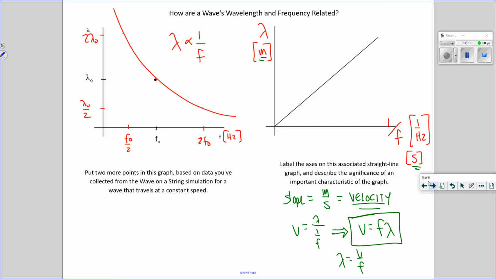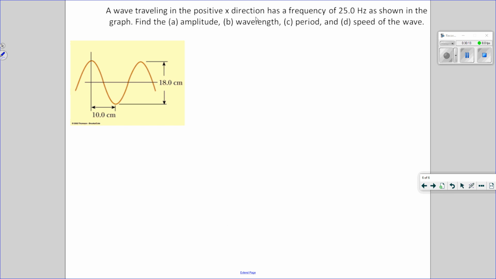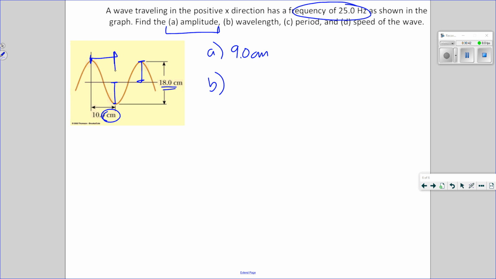Okay. Here is a simple-ish, sort of review question. We're given this frequency of 25 hertz. Let's find a bunch of stuff. Let's find the amplitude. Well, they're trying to trick you here. Here's amplitude from equilibrium to peak, or from equilibrium to trough. That amplitude is 9 centimeters. The wavelength, well, this is an amount of distance. But look, this is from peak to trough. We need from peak to peak. So this wavelength is 20 centimeters.